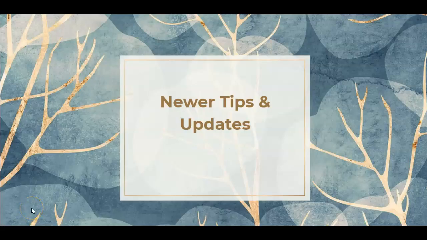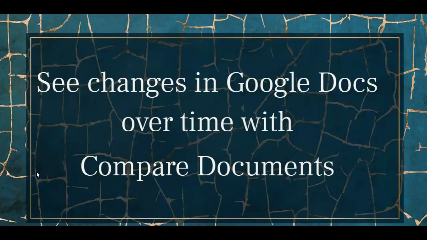Okay, in this next section we're going to talk about newer tips and updates with respect to G Suite for Drive, Gmail, and Calendar. The first update we're going to talk about is seeing changes in Google Docs over time with Compare Documents. Compare Documents is a new feature that makes it easier to compare two Google Docs so you can see the differences between the two. Maybe, for example, you want to track revisions, or compare versions of essays when grading, to see the writing process.